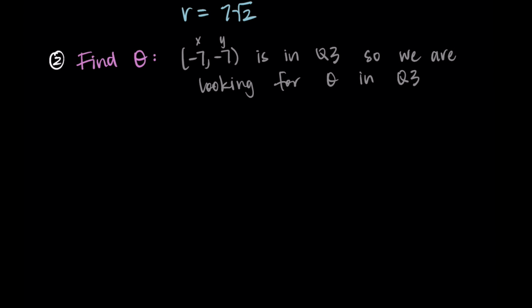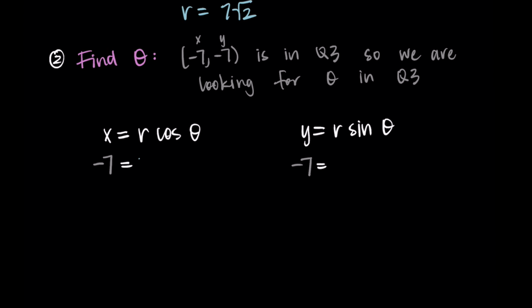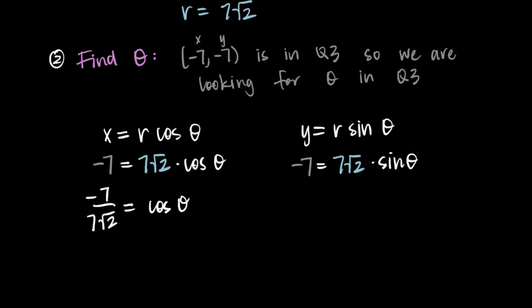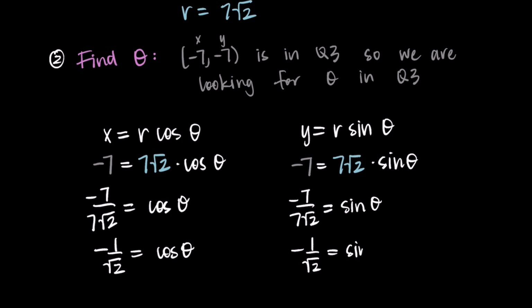Then I'm going to use that x equals r times cosine theta, and y equals r times sine of theta, and I'm going to substitute in for x, y, and r to solve for theta. So x is -7, y is also -7, and then r is 7 times the square root of 2. So now I'm just solving for theta. I'm going to isolate my trig functions by dividing by that radius, dividing by the 7 times the square root of 2. So I'm getting -7 divided by 7 square root of 2 is equal to cosine of theta, and -7 divided by 7 times the square root of 2 is equal to sine of theta. Then I'll just simplify. So I'm getting -1 over the square root of 2 is equal to cosine by canceling those 7s, and the same thing but for sine.